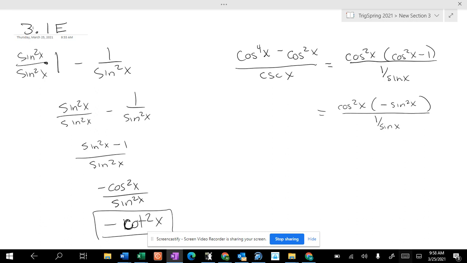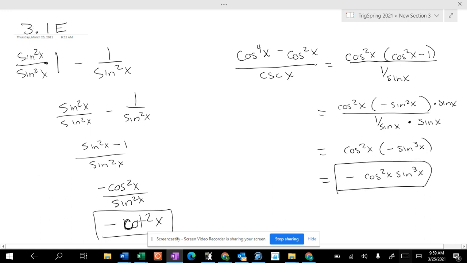Can I get rid of this denominator somehow? Multiply by the reciprocal. So you have cosine squared of x times negative sine cubed of x, or negative cosine squared of x sine cubed of x. And there you go. Because you bring that negative all the way out to the front.